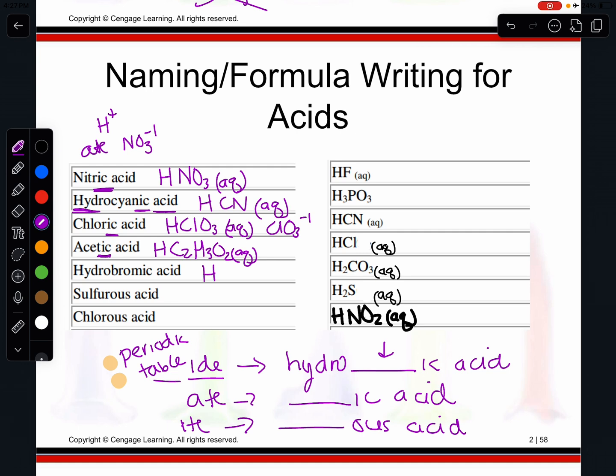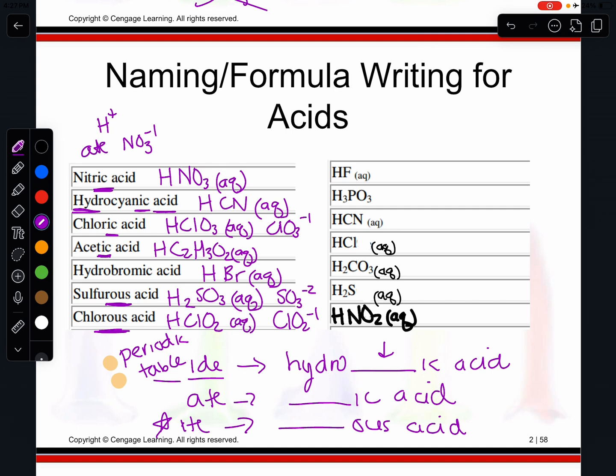All right, hydrobromic acid. That is going to be the bromide ion with an H, and Br is a -1. So +1, -1 cancels. All right, sulfurous is right here, the ite form. So sulfite is SO3 minus 2. So go ahead and crisscross your H charge with that. So that's H2SO3 AQ. And then chlorous is also the same thing. We're going to use the chlorite, which is ClO2 minus 1. We're going to put an H in front of that, HClO2, and an AQ.